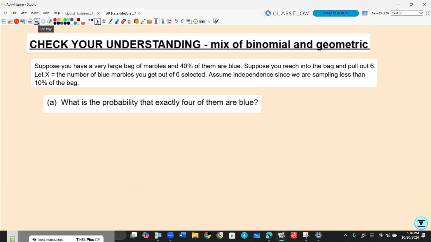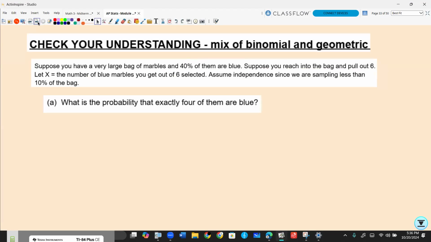All right, let's do a little check your understanding. On the check your understanding, there's a mix of binomial and geometric. So the first part, I think, is binomial, and the second part's geometric. So let's go through this. Suppose you have a very large bag of marbles. 40% of them are blue. Suppose you reach into the bag and pull out 6. Let X equal the number of blue marbles you get out of 6 selected.